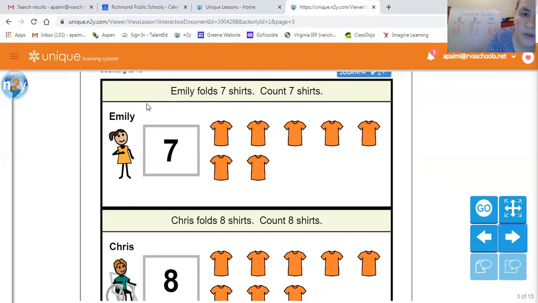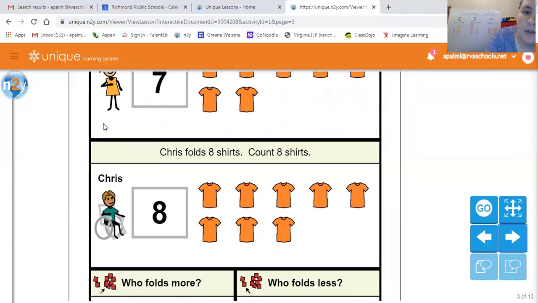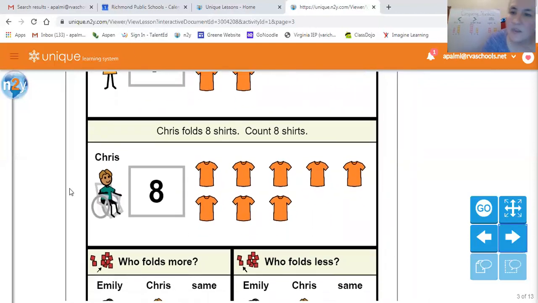My next friend in my story is Chris, and it says Chris folds 8 shirts. Count 8 shirts. So let's look at our number. We have what number here, boys and girls? Yes, that's the number 8. So you are going to at home either practice counting the objects that you got or use your finger to touch and count the shirts while Miss Dailey uses the yellow blocks for Chris. Are we ready?